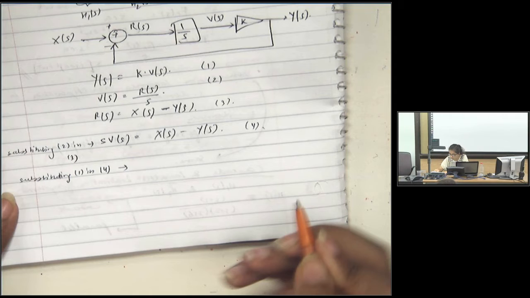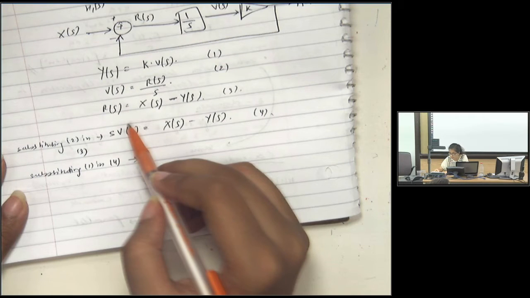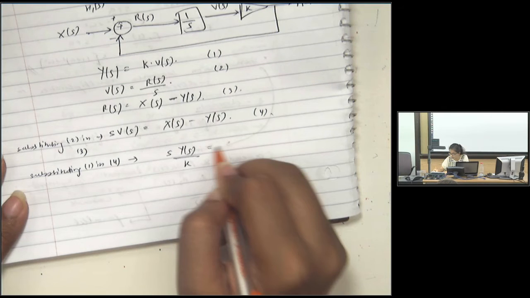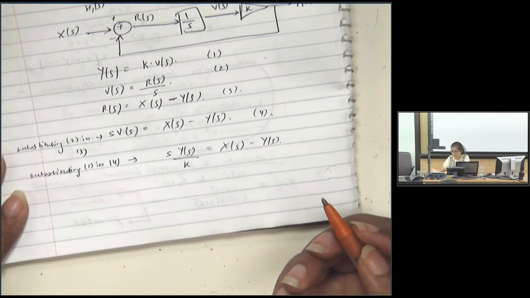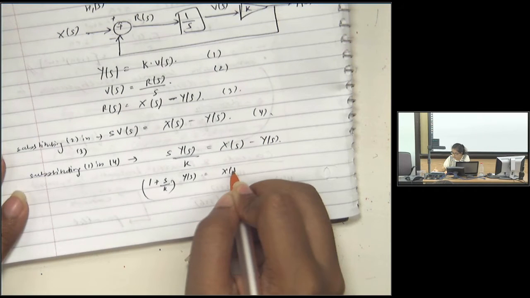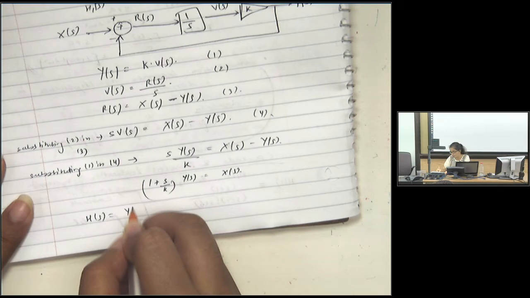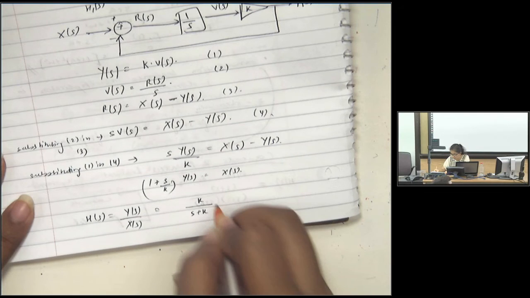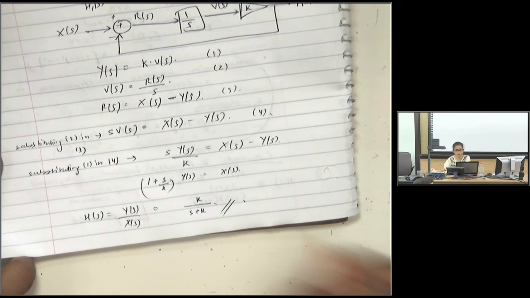Okay, so now what do we have? My V of s is equal to Y of s over K. So s Y of s over K is equal to X of s minus Y of s. Get Y of s on the same side. So I'll have 1 plus s over K, times Y of s, is equal to X of s. My transfer function H of s is Y of s over X of s, which is K over s plus K. That's your answer. The end.